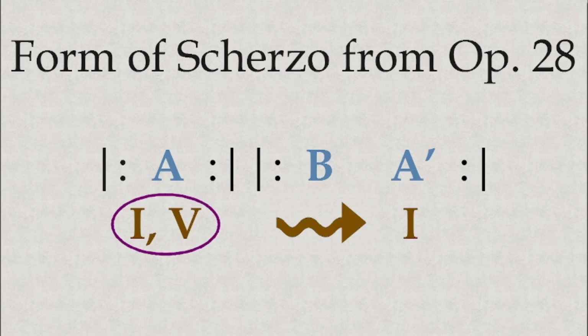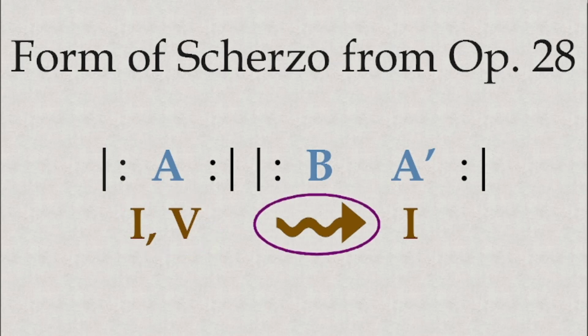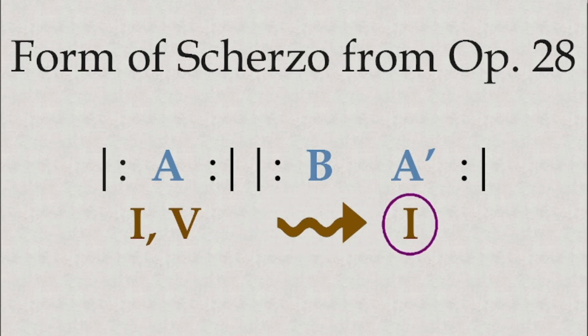and the Roman numerals below indicate that the first A section is based in tonic and dominant, which in this case is D major and A major respectively, whereas the middle or B section is characterized by an unstable sequential modulatory pattern, represented by this wavy arrow, and part 3, labeled here as A prime, is based in the tonic.